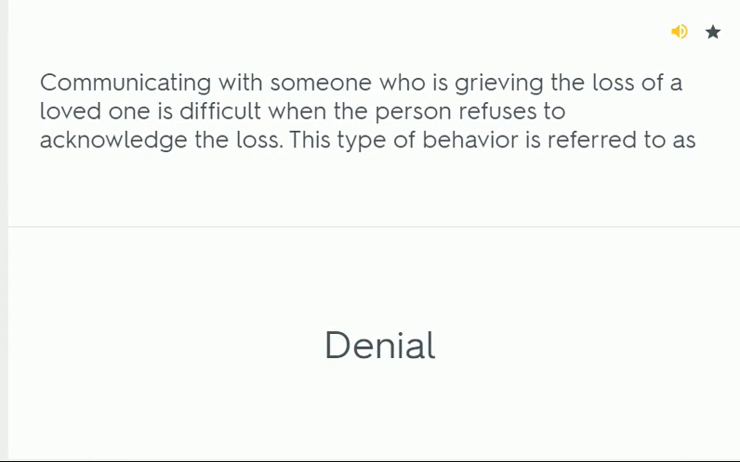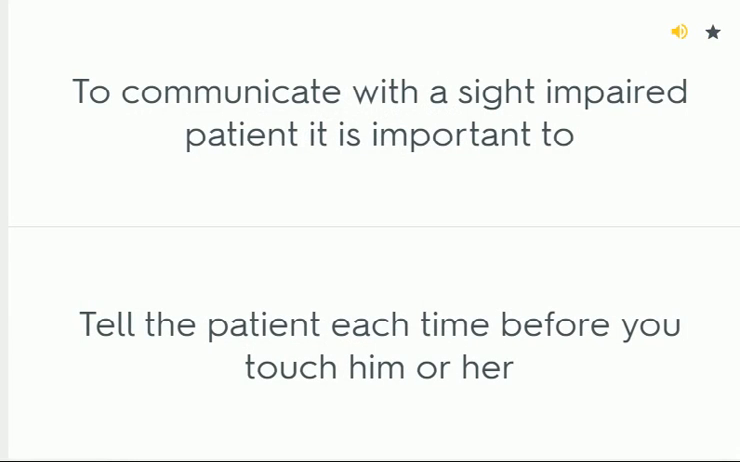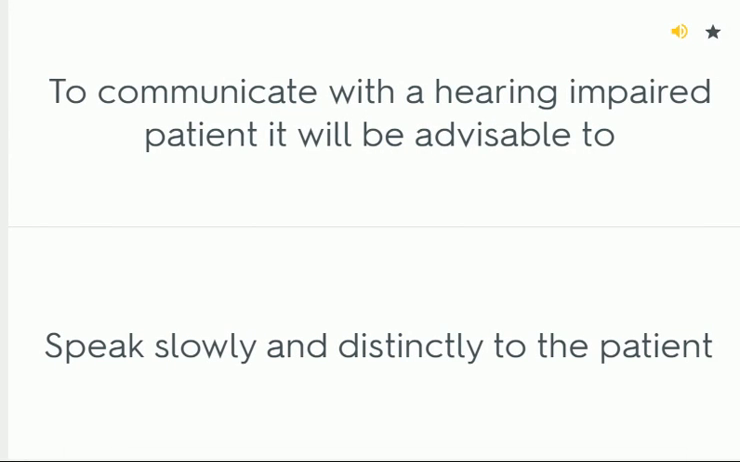Communicating with someone who is grieving the loss of a loved one is difficult when the person refuses to acknowledge the loss. This type of behavior is referred to as denial. To communicate with a sight-impaired patient, it is important to tell the patient each time before you touch him or her. To communicate with a hearing-impaired patient, it will be advisable to speak slowly and distinctly to the patient.